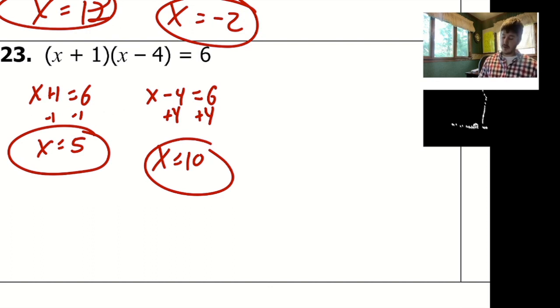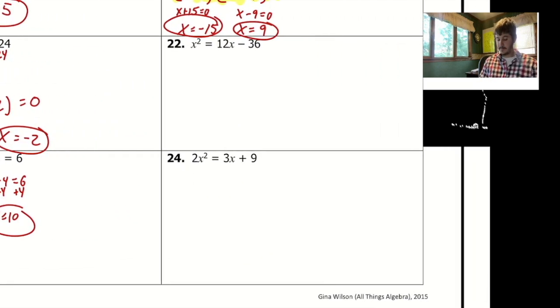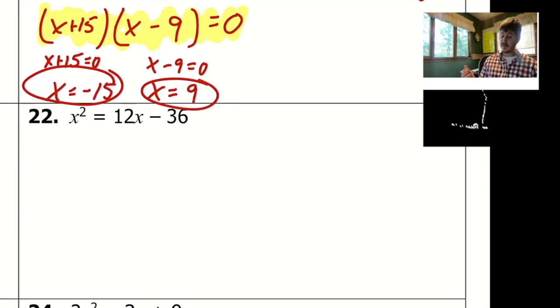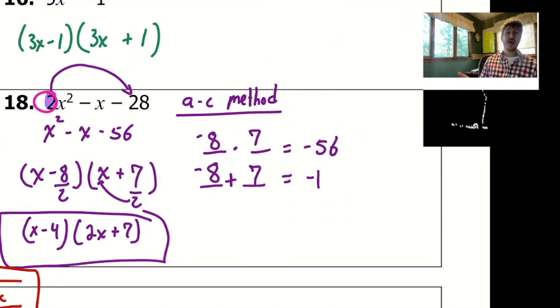The other way you could do it is you could do your box method, then subtract that 6 from both sides, and then factor again, and you'd likely get 5 and 10. And I like 24 because 24 has that a term as a 2. So this is going to force us to use the new AC method that we just did earlier in class.